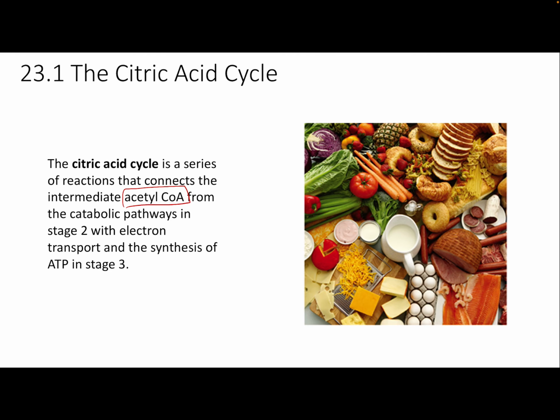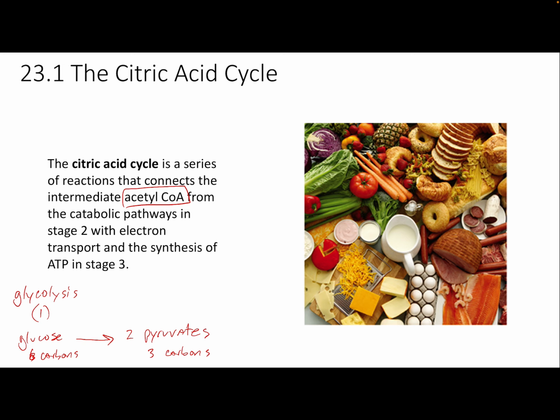from stage 1. So remember, we've got glycolysis, which is stage 1, in which a glucose comes out as 2 pyruvates. Okay, the glucose had 6 carbons. The pyruvates each have 3 carbons.